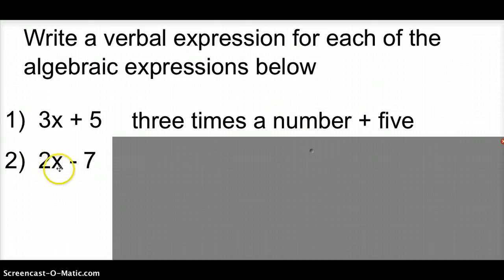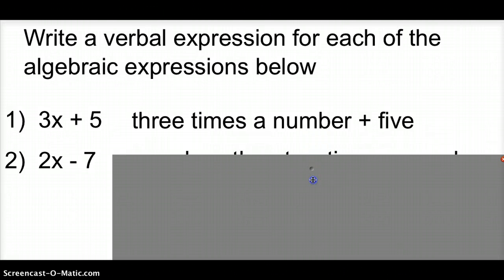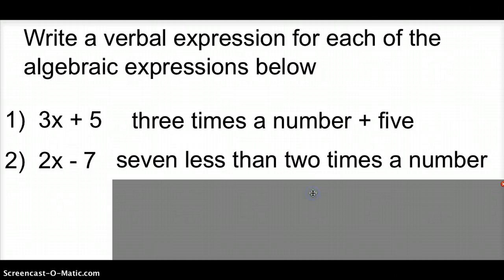In this next one, 2x minus 7, what this is going to say is something along the lines of 7 less than 2 times a number. Because we have 2 times a number to begin with and we're taking 7 away from that, so we have 7 less than 2 times a number. Again, these two statements are equivalent, just that this one is using basically numbers and this one is using basically words, but they mean exactly the same thing.